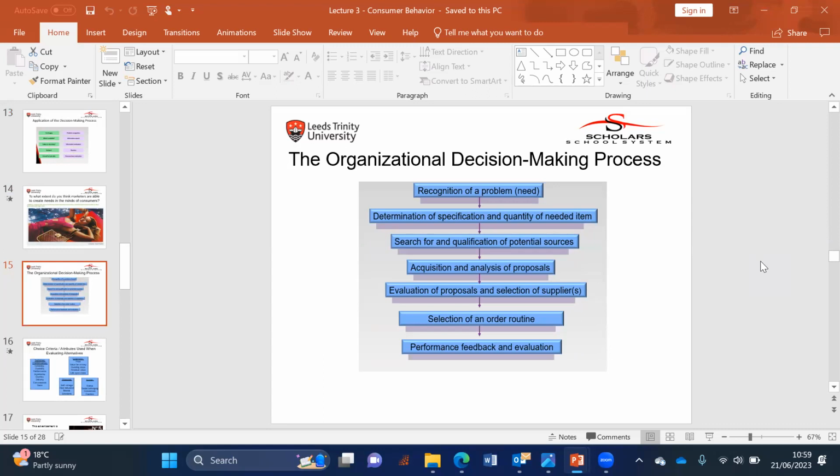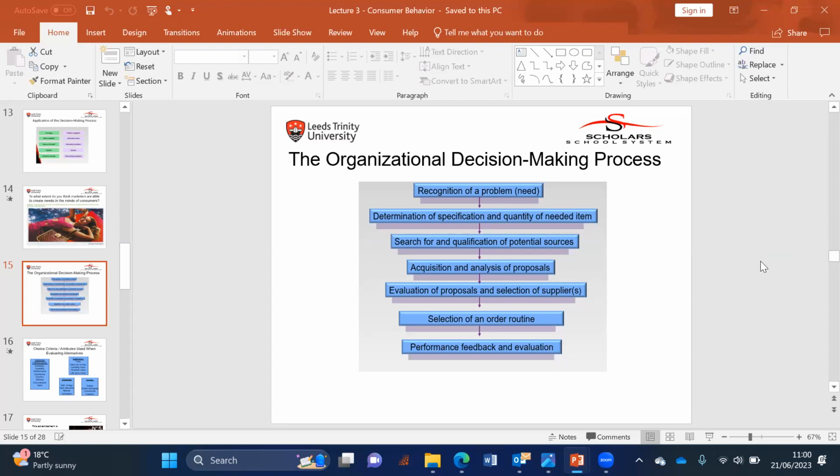Then, for example, if you're working at a company and they've run out of printing paper, they will recognize, okay, we need printing paper. Then they will determine, okay, how much printing paper do we use a month? Then they will look for qualification or sources. So they'll see, okay, where can we buy it? It could be a straightforward buying process, or maybe your company could get proposals from companies for contracts so they could send you printing paper every month.